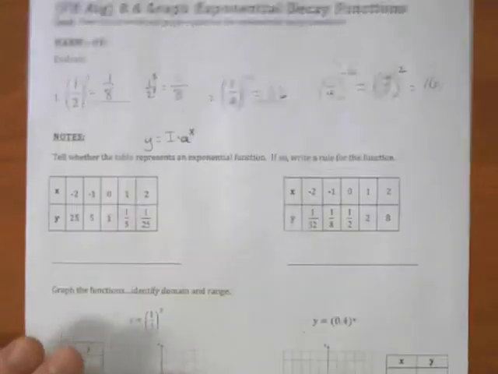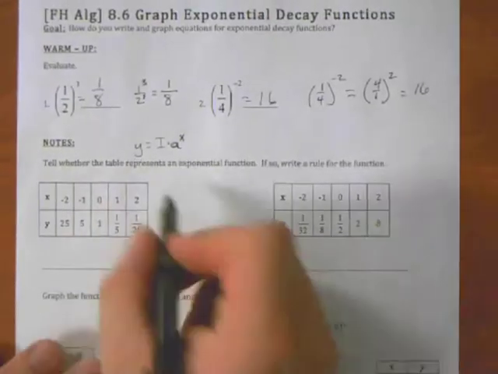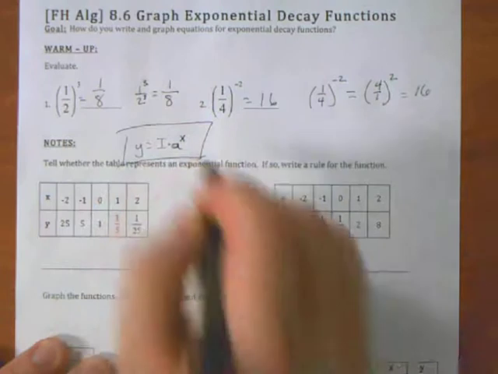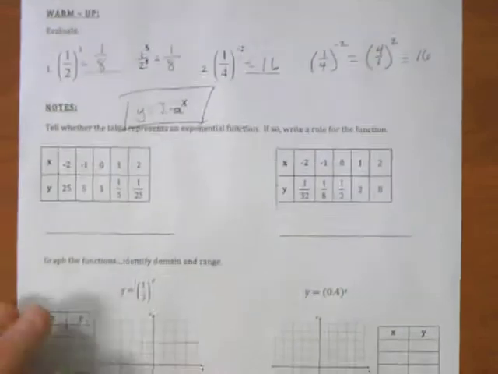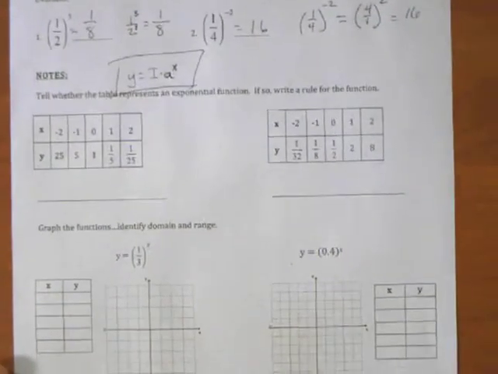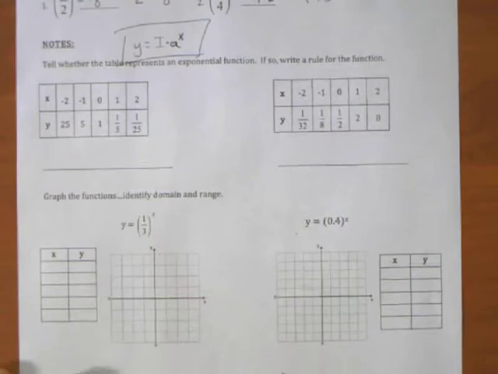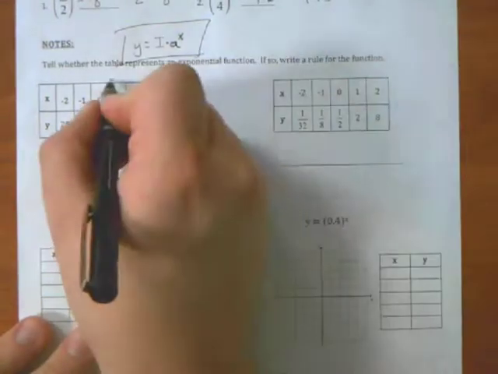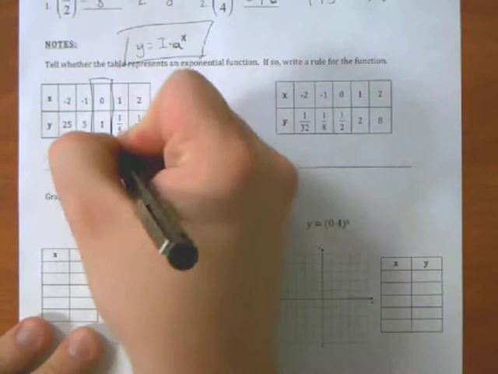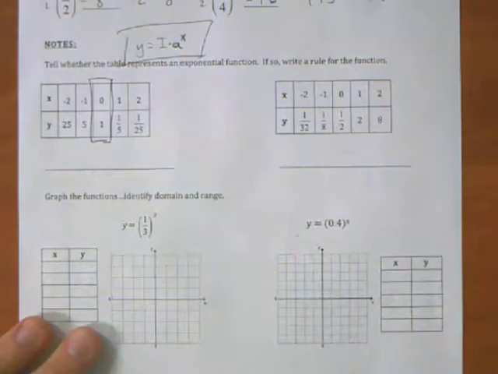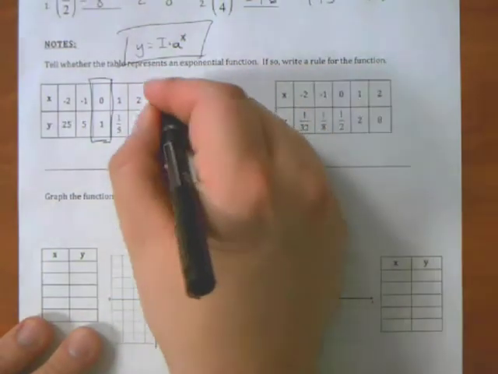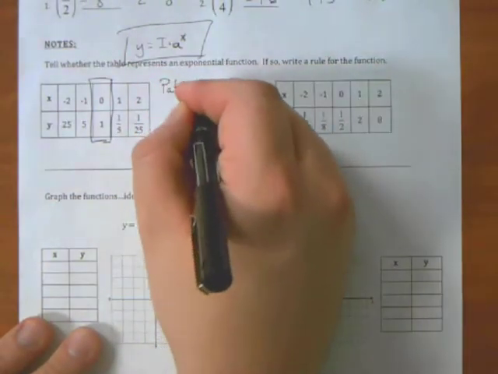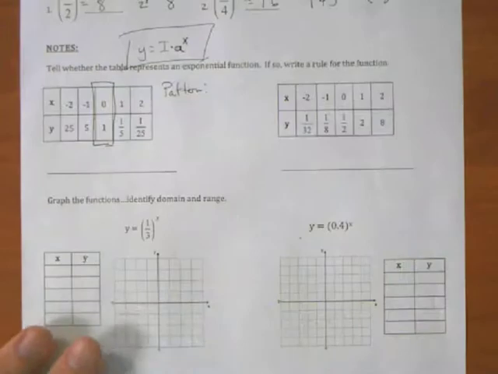Writing a rule for these exponential functions, just like yesterday, we're going to fit our general rule: y is equal to an initial value times the base to the x power. So that boils down to finding two things. First, we need to find the initial value, which is the y value when x is 0. And we need to find the pattern. How is y changing as x goes up, as x changes? As x goes up by 1, how does y change?